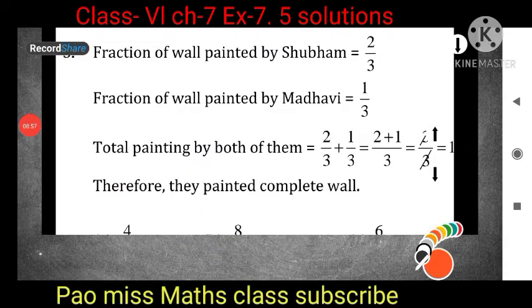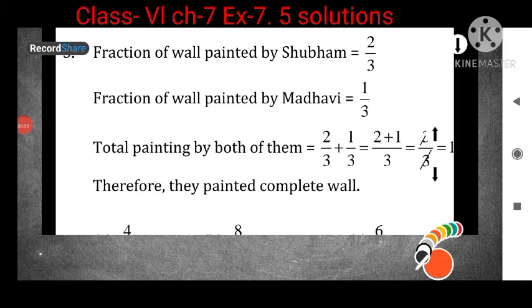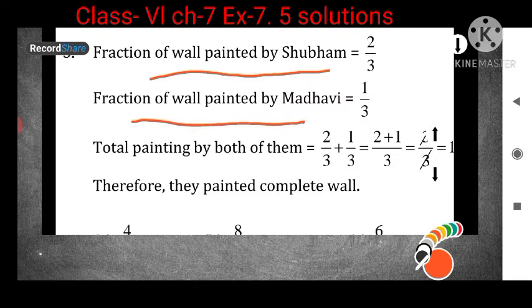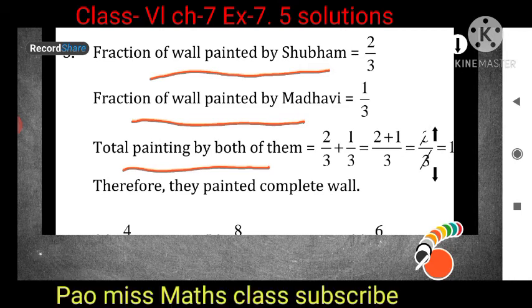So you can see the answer. Okay, how to write the step. Fraction of wall painted by Shubham is equal to 2 upon 3 and fraction of wall painted by Madhavi is equal to 1 upon 3. Now total painting by both of them is equal to 2 upon 3 plus 1 upon 3 is equal to 2 plus 1 upon 3.